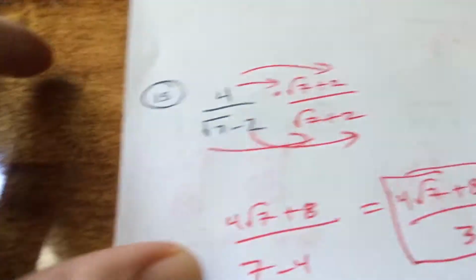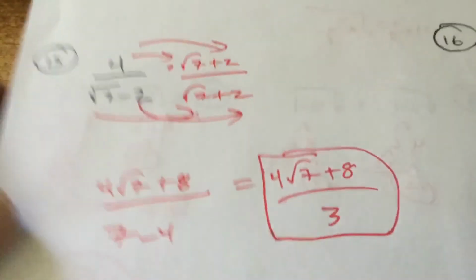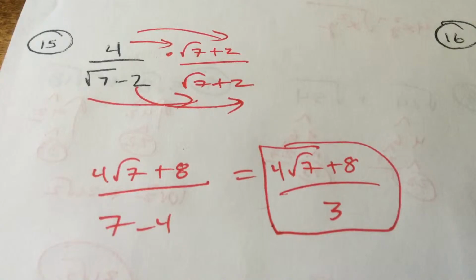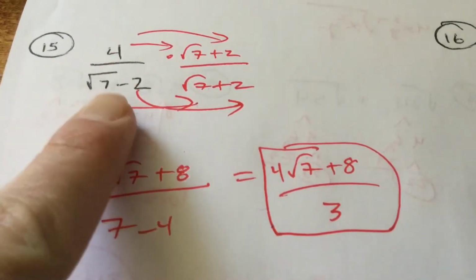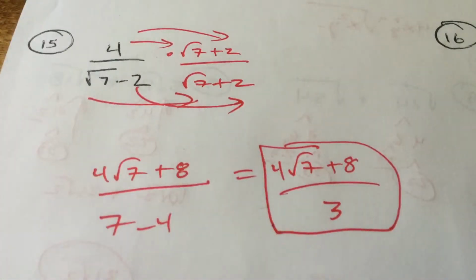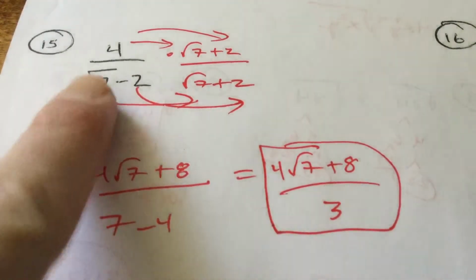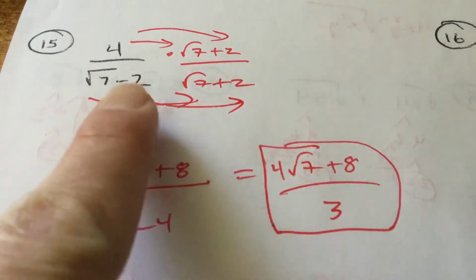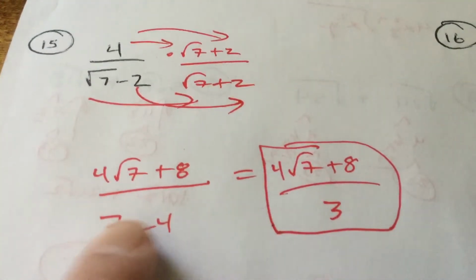Please know that. 15 and 16, you need to multiply the top and bottom by the conjugate of the denominator. 4 root 7 plus 8 is your new numerator. Again, if that is root 7 minus 2, the conjugate is root 7 plus 2. That will get rid of those middle terms. Can't divide by a radical. Root 7 times root 7 is 7. 2 times 2 is 4. 7 minus 4 is 3.